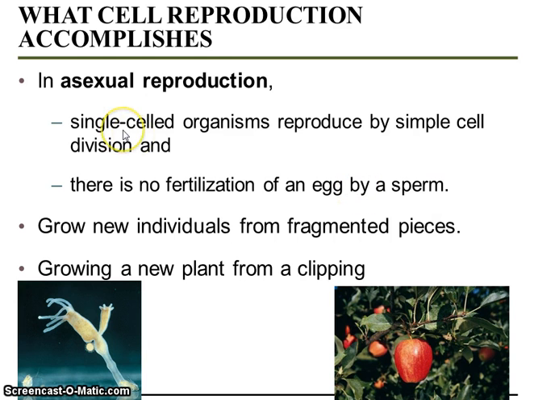There are two ways to reproduce. There's asexual reproduction and sexual reproduction, and both have their advantages. In asexual reproduction, you only need one individual. It's making exact copies of itself, growing new individuals. For example, this is a hydra, and it has these little buds that come off of it, and those will be new hydra that will be released.